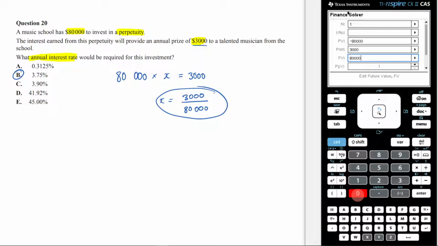Now it's the annual interest rate. So that's going to stay as 1 and 1. So now I'm just going to come to my interest and hit enter, 3.75. I would argue that that is a lot slower than doing it this way. But as long as you understand how both ways work, you'll be golden.